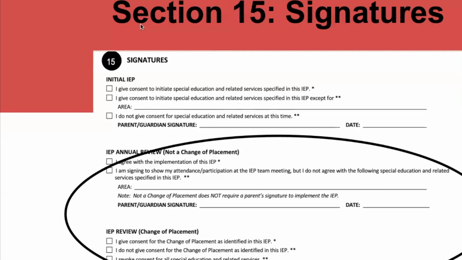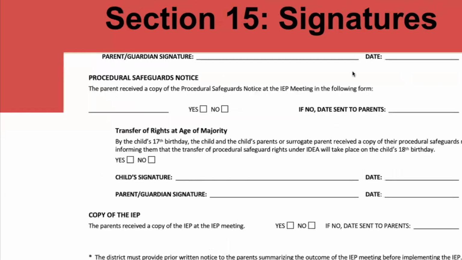Kim, even if it does not change the 13, 14, or 15, it would still be a change of placement, correct? If you're removing them from a gen ed classroom and putting them in a resource room, you're removing them from that environment. It would depend on whatever their previous IEP states. I think that's what you're asking, right?